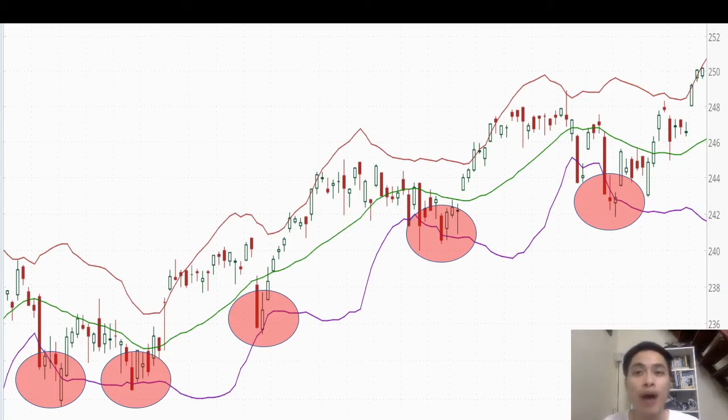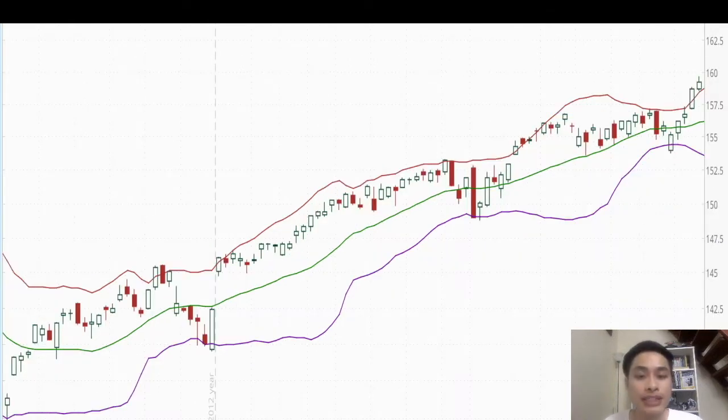Alright, now that we know the two strategies for Bollinger Bands, let's take a look at some examples on our price charts to see how we can use them in our own investing and trading. So this is the price chart. Can you identify potential points of entry and exit using the upper and lower Bollinger Bands? Take some time to identify these areas and we'll go through them in a moment.